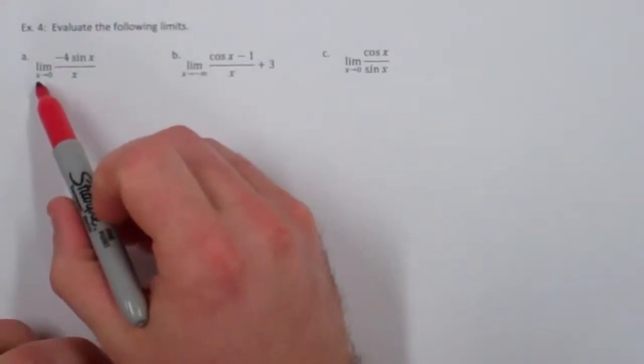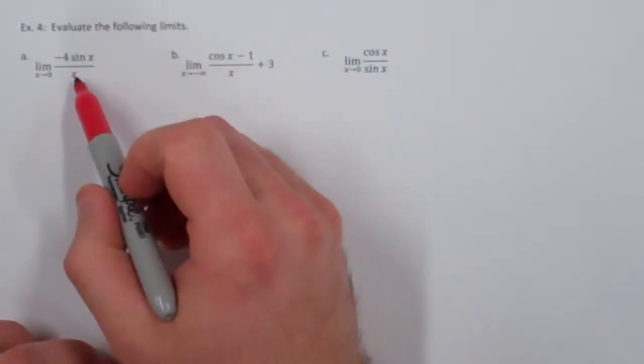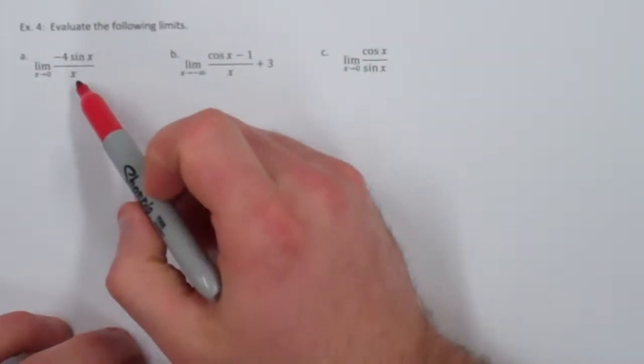In example 4, we're asked to evaluate the following limits. We're going to do these with our graphing calculator. First of all, you can see here that as x approaches 0, it would not work if we just went ahead and simply tried to use direct substitution, because this function actually does not exist at an x value of 0, so it's discontinuous.